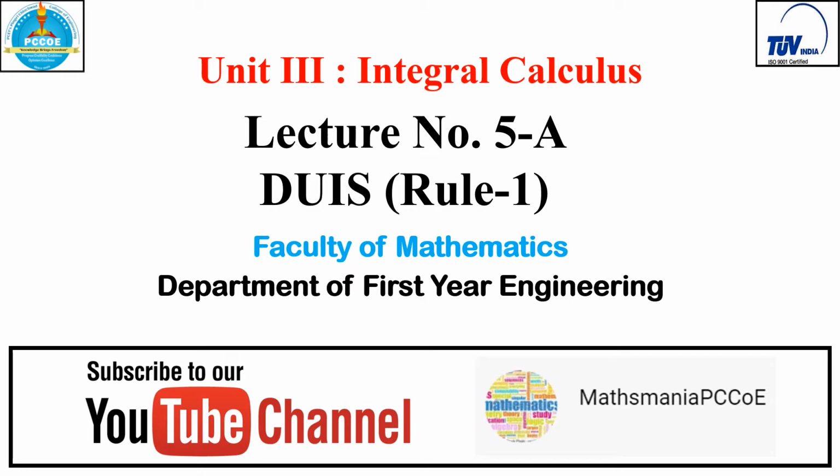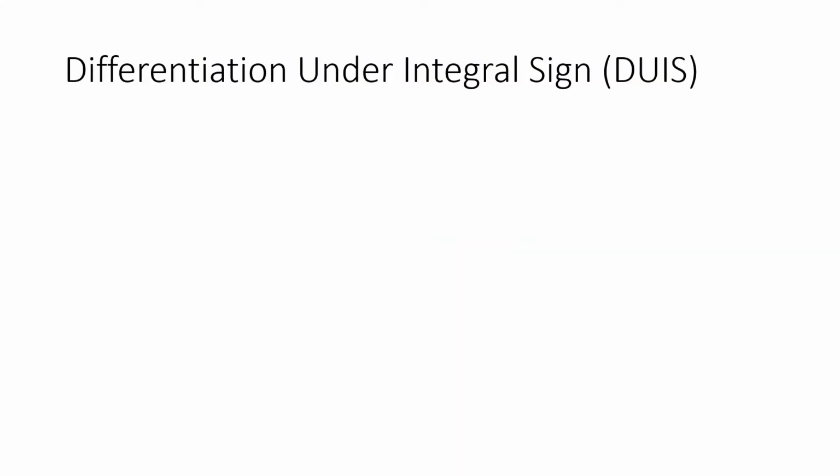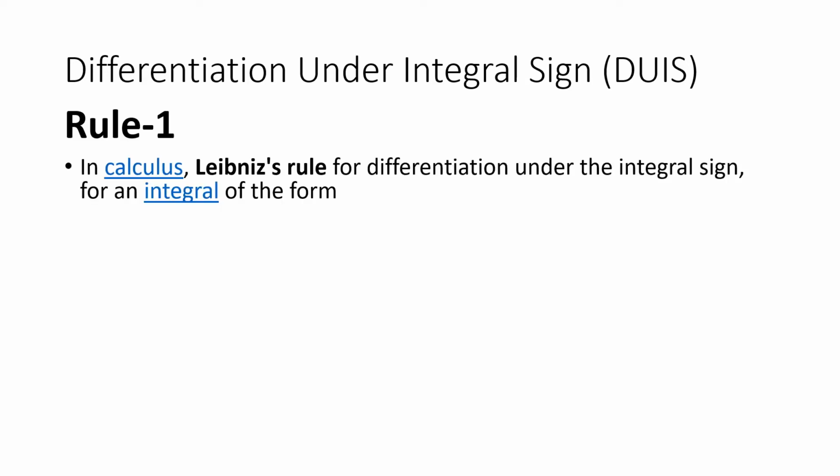So let's start with DUIS rule 1. Differentiation under integral sign, that is DUIS. Basically we have two rules in DUIS. So let's start with rule number 1. In rule number 1, if we have an integral of this type, that is I of alpha is equal to integral a to b f of x, alpha dx.